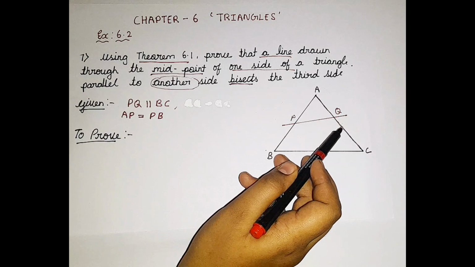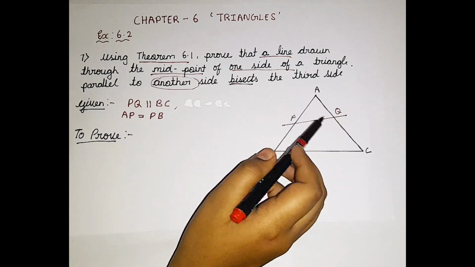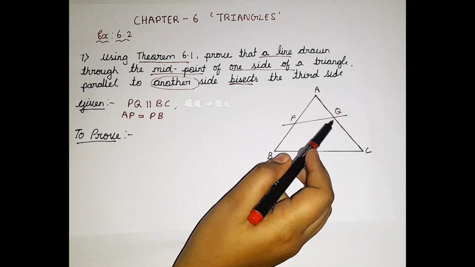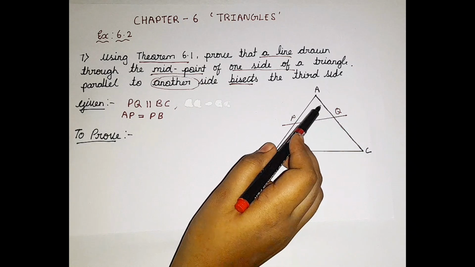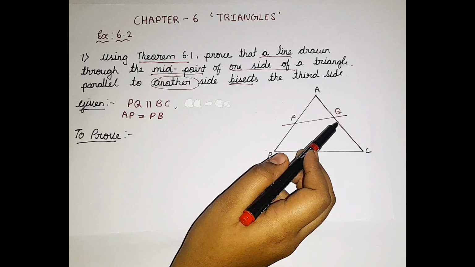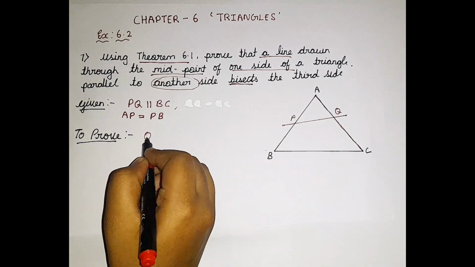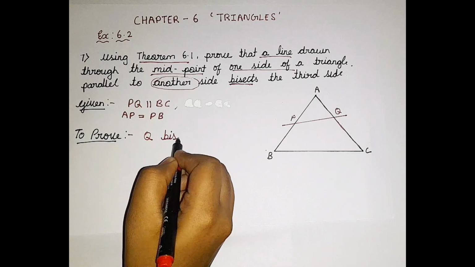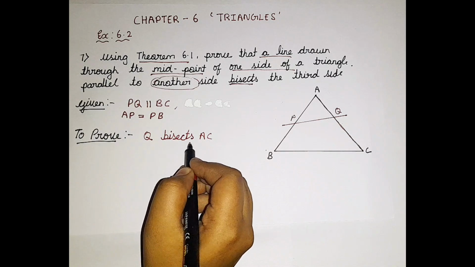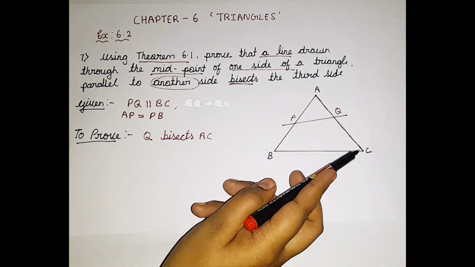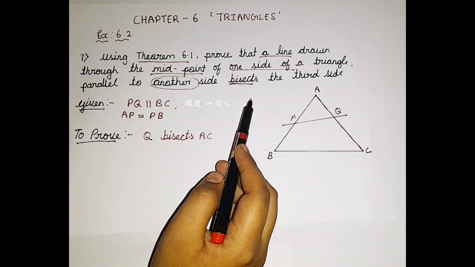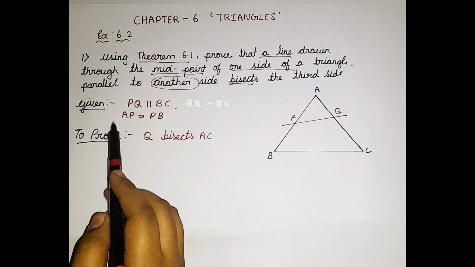What is the meaning of bisect? Bisect means dividing into equal parts. So here we are supposed to prove this Q is dividing AC into two parts, that is AQ and QC. Since we want to prove that, we can write Q bisects AC. This one we are supposed to prove. If we prove that Q is bisecting AC, then we can write AQ is equal to QC. Alright, so now we know what we are supposed to prove, and we got the given values.